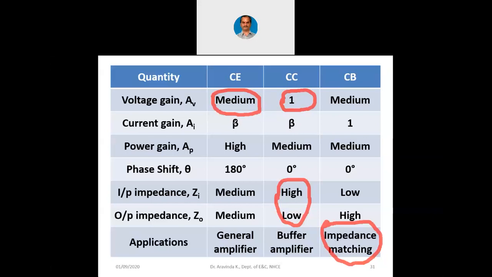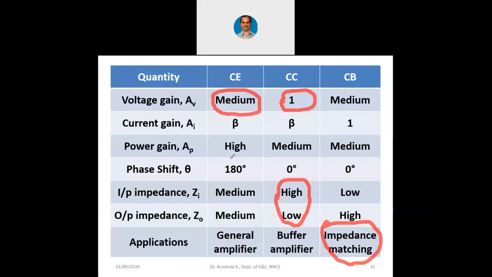Now, current gain in case of common emitter is beta, because input is at the base, output is at the collector. Current gain in case of common collector is also beta, because input is at the base and output is at the emitter. So, there is this beta factor, that 1 plus beta is there, that 1 we can ignore. But the current gain in case of common base is 1, because input is the emitter, output is the collector.